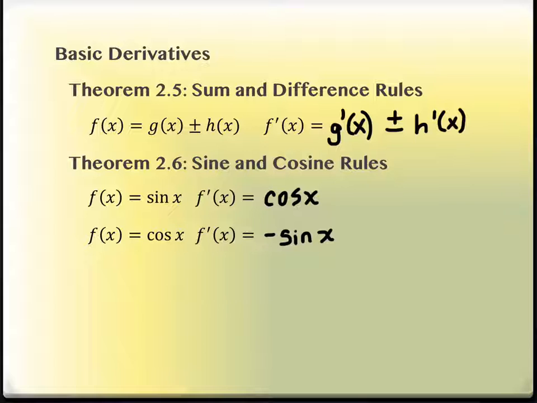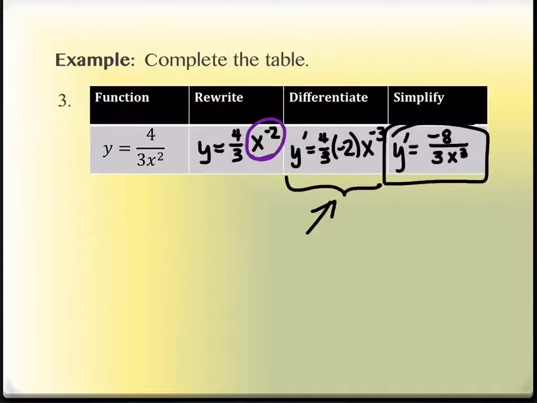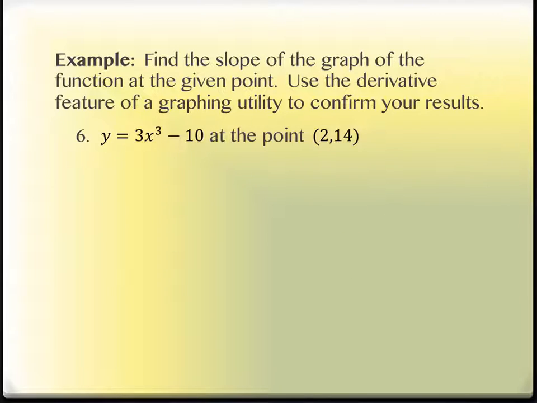And then the derivative of sine is cosine, and the derivative of cosine is negative sine. And that puts us at where we left off, which is example number 6. All right, so example number 6 says that we are supposed to find the slope of the graph of the function at the given point.